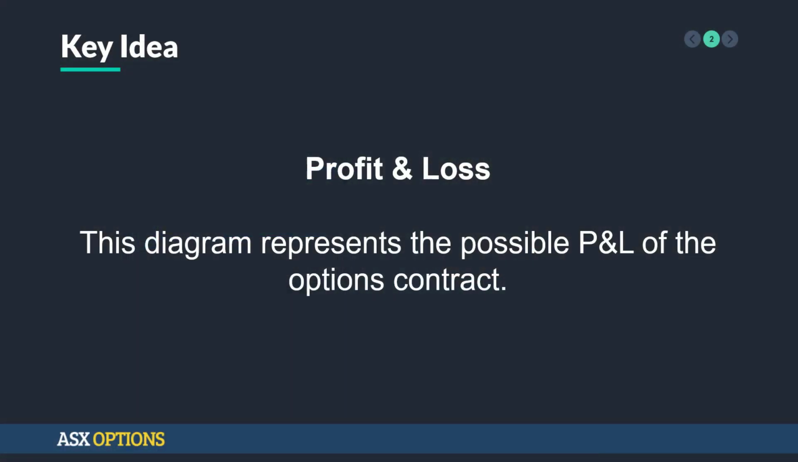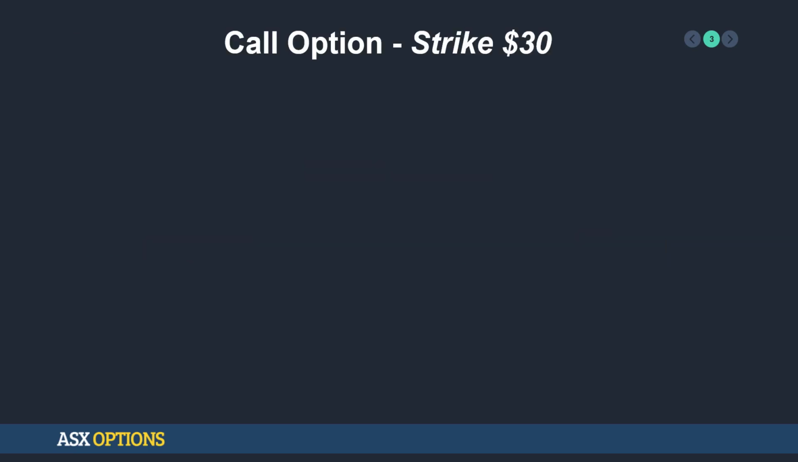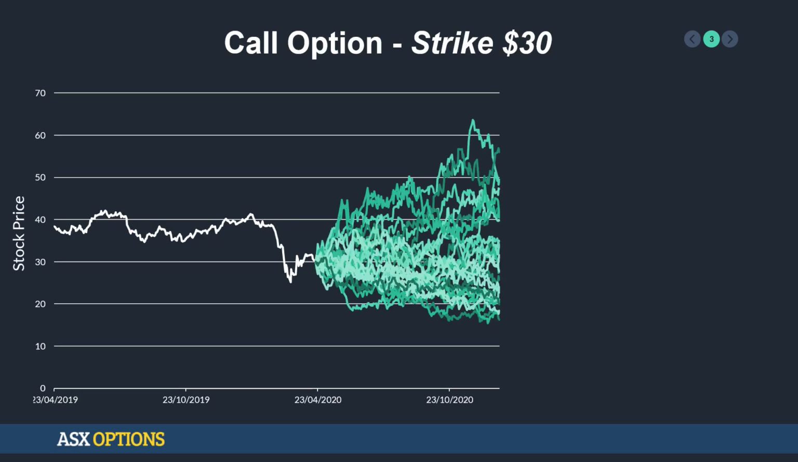So as we've just said, this diagram represents the possible P&L of the options contract. So let's jump into an example. We have a call option with a strike of $30. So imagine that the stock price is at $30 right now. Okay, and then we've got this dispersion in the stock price, these possible outcomes. So we're centered around this $30 strike here.